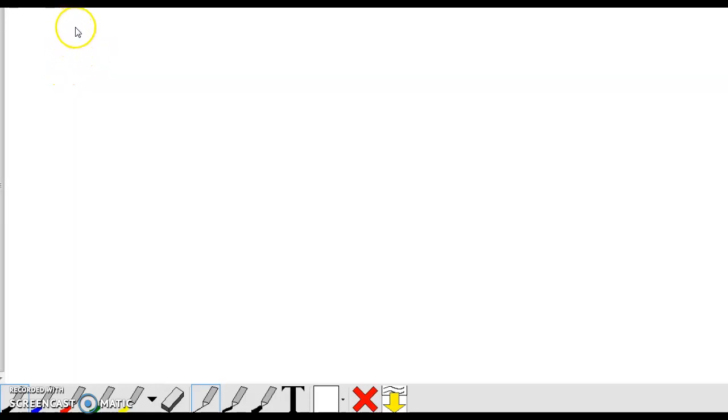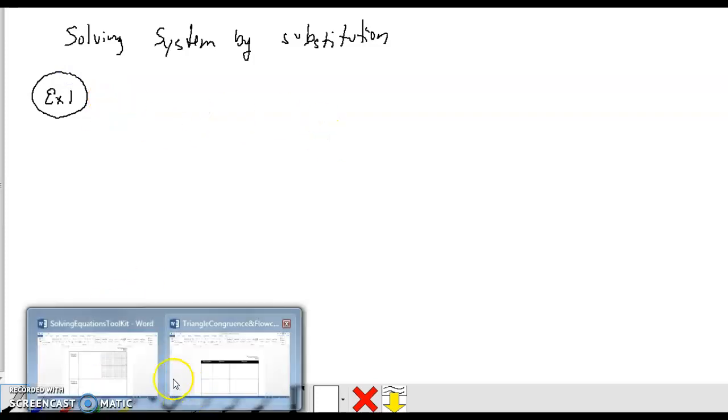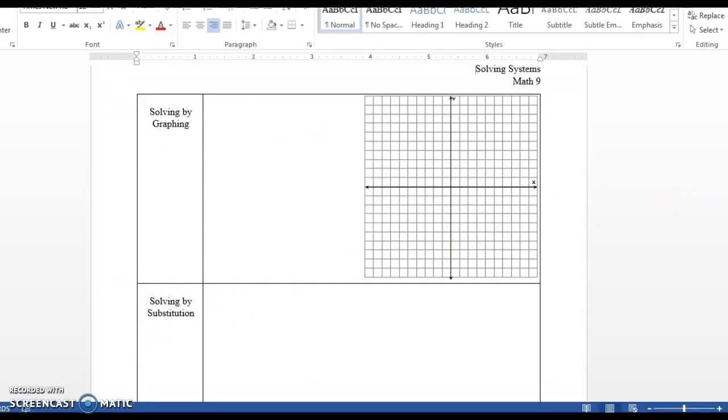Okay, so today we're going to be talking about solving systems by substituting. So, substitution. Because what we're going to be doing is substituting one equation into the other. Okay, so let's take over our first example. Example number 1. And again, what I want you guys to be doing is writing down this example into your toolkit.